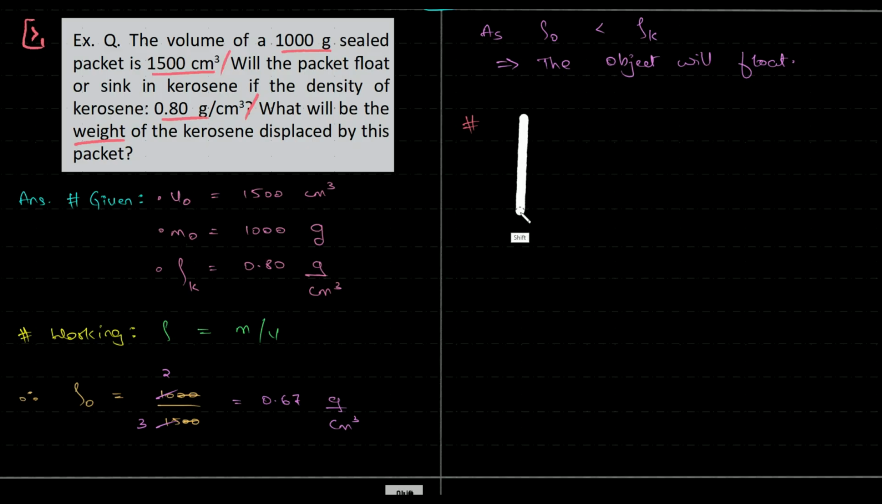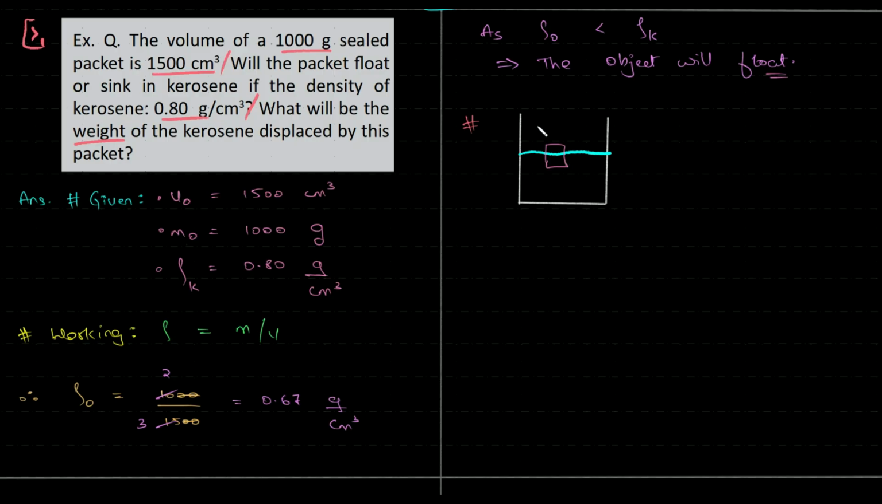We have the container with the kerosene. So this is your kerosene level initially. You just place the object on the top. What happens? Will it sink? No, it floats. That's what we concluded. And underline the word float. Again, it makes things easy for your teachers.